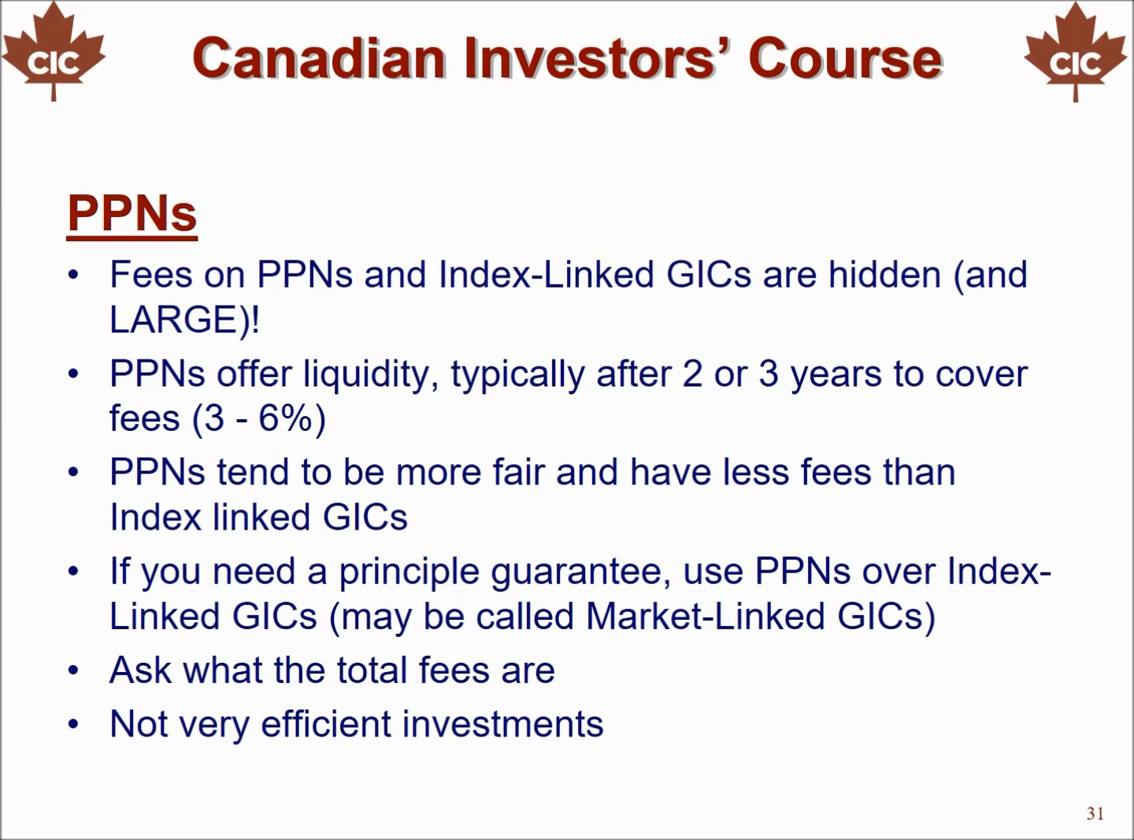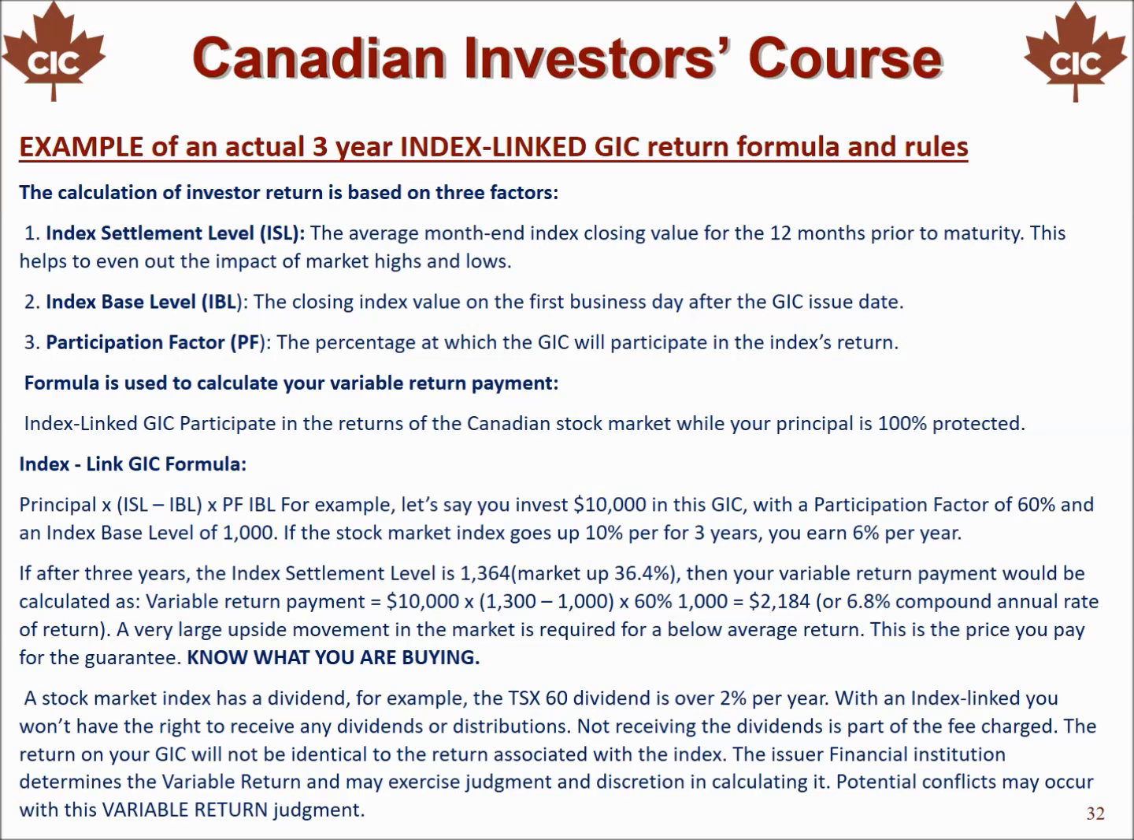If you're looking for a principal guarantee, PPNs tend to be a little bit better investment than index-linked GICs. But index-linked GICs are readily available through many of the banks, through the bank branches, and in very small quantities. The moral of the story is ask what the total fees are. But in all cases, you're paying for the guarantees, and these are not very efficient investments. If you want to know more about it, it's worthwhile reading slide 32, because it goes into a little more detail on an actual 3-year index-linked GIC, showing the details of the formula.